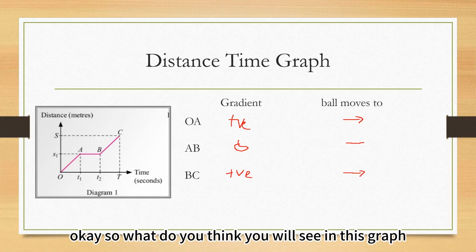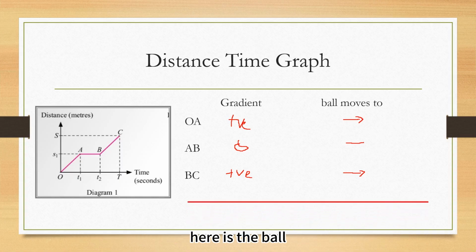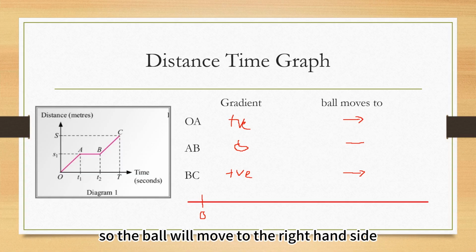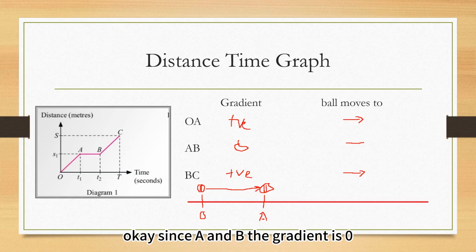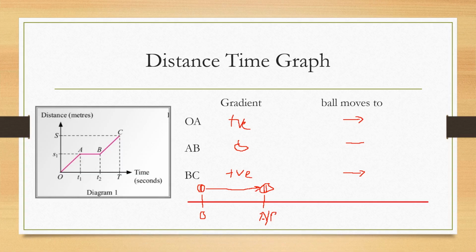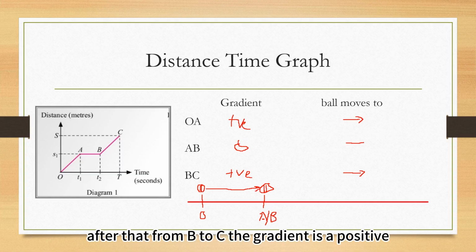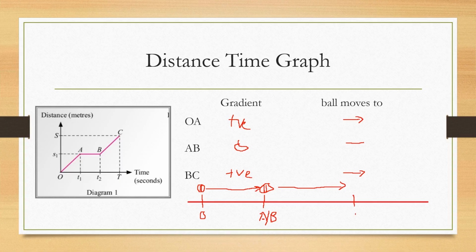So what do you think you will see in this graph? Let me draw it for you. Let's say here is the ball. First, from O to A, since the gradient is positive, the ball will move to the right-hand side, from here to here. Between A and B the gradient is 0, so the ball is just stationary. It will just stay there. Here we can call it B. After that, from B to C, the gradient is positive, so the ball will also move to the right-hand side. Here is C.